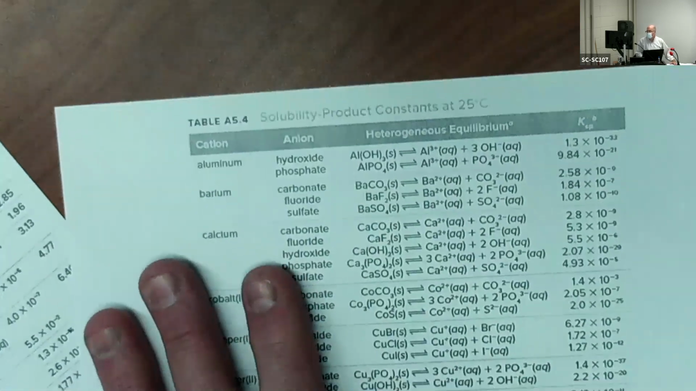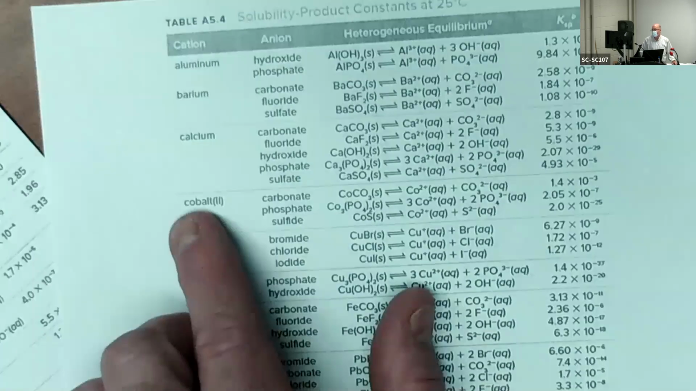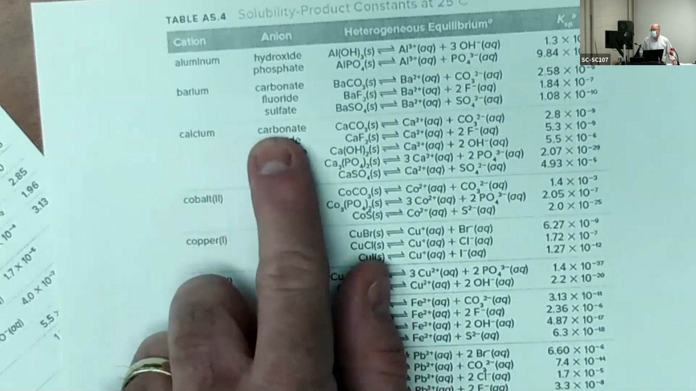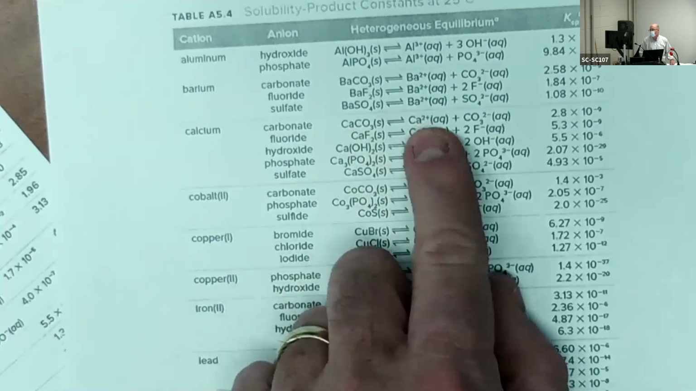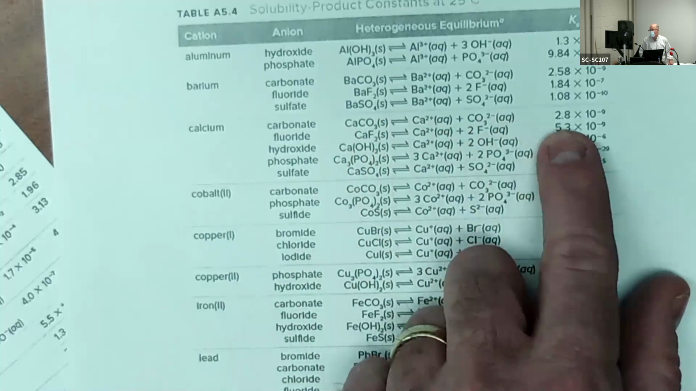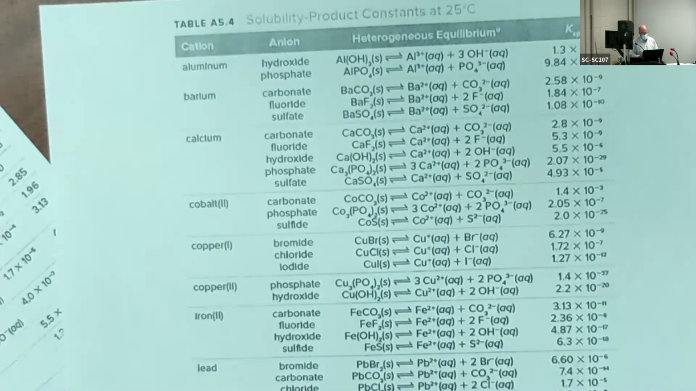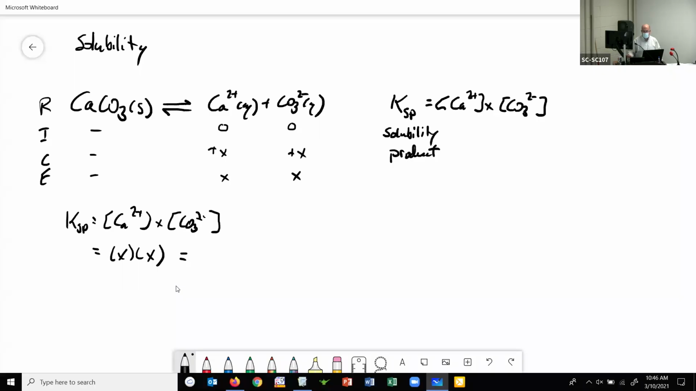Now there's a table for that one too. Solubility product constants. It's listed by the cation. So here's calcium, and then carbonate's the first one listed. It provides the equilibrium equation, 2.8 times 10 to the negative 9. You'll notice these Ksp values are typically much smaller than our Kas or Kbs.